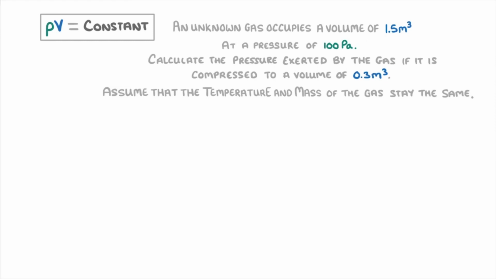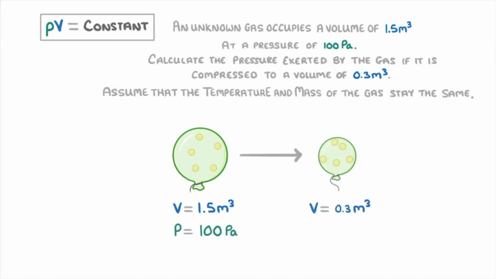So with questions like this, it's helpful to write out what we have. Effectively, we've got 1.5 meters cubed of a gas with a pressure of 100 pascals, and then 0.3 meters cubed of gas with an unknown pressure, which is what we're trying to find. So if we take our equation, PV equals constant, we can figure out the constant for the first gas sample by taking the pressure of 100 pascals and multiplying it by the volume of 1.5 meters cubed, which gives us a constant of 150.